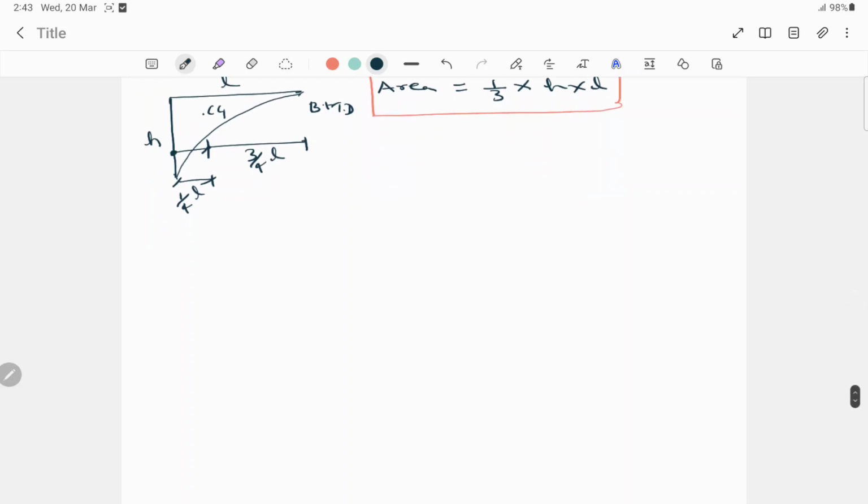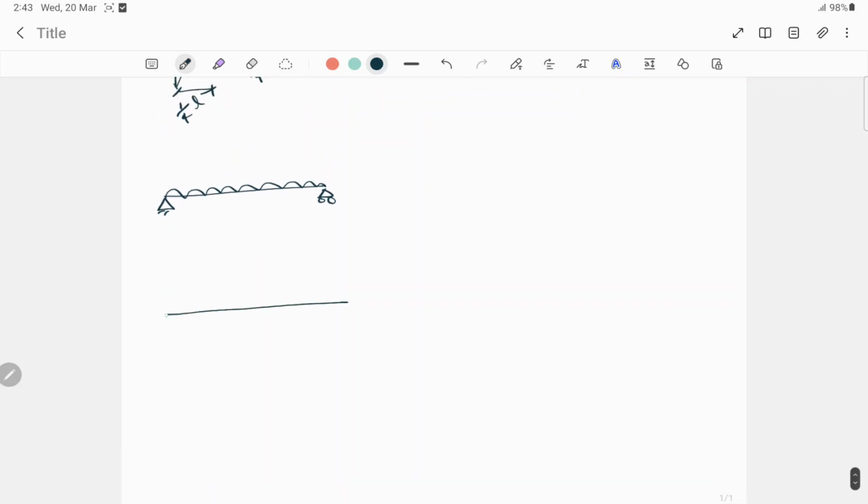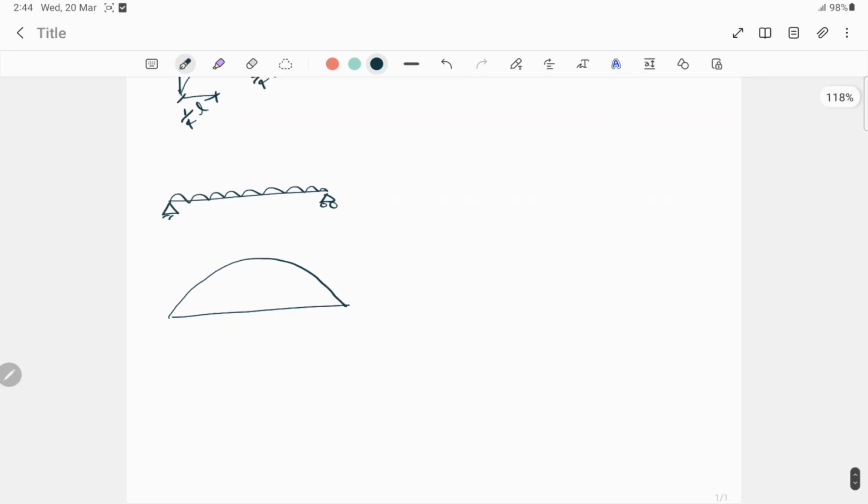Okay, now again I'll take another example. Suppose it's a simply supported beam, and here in the entire beam UDL load is acting. So the bending moment diagram will be like this, right? So for this we have this H value. For this type of beam we have to find the area, and the formula will be 2/3 of H into L. This is nothing but the L.